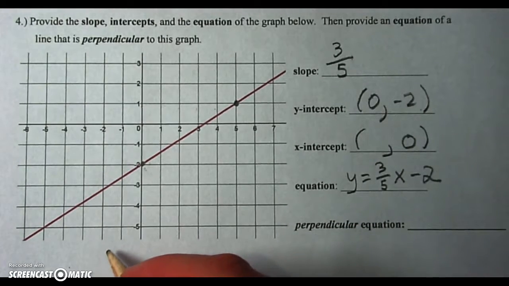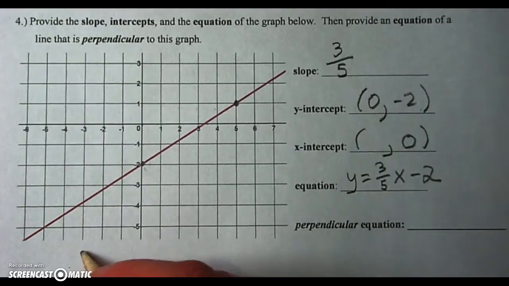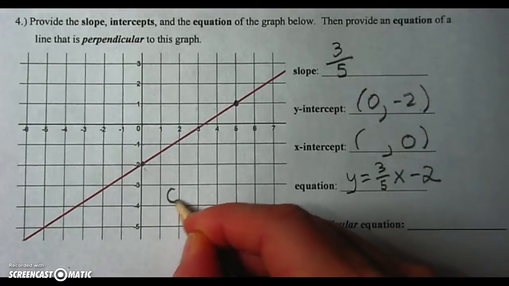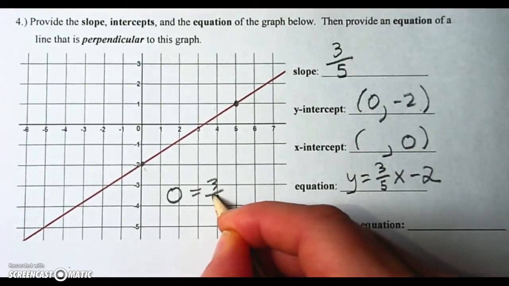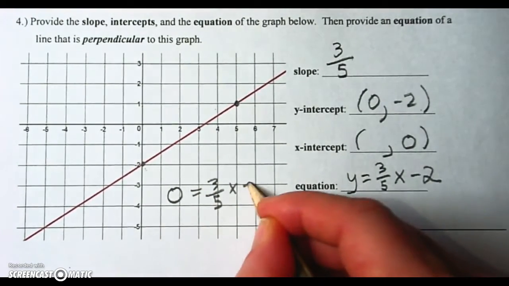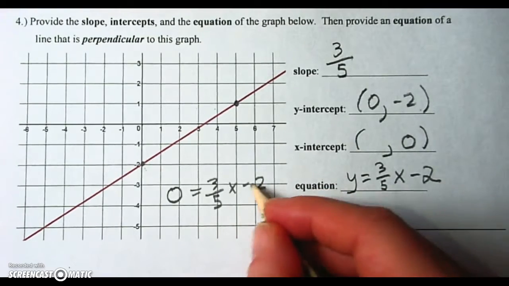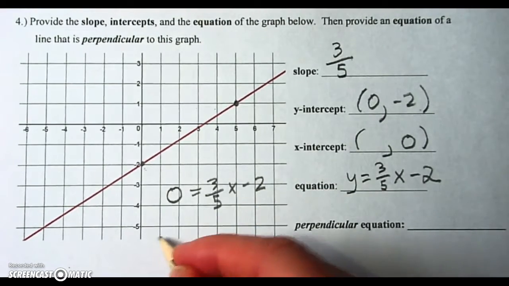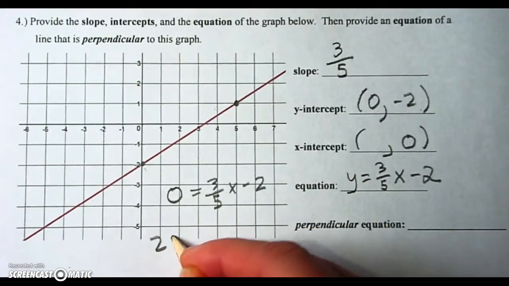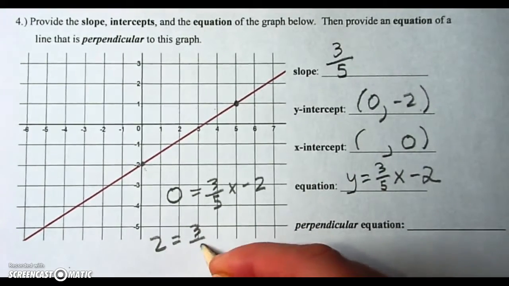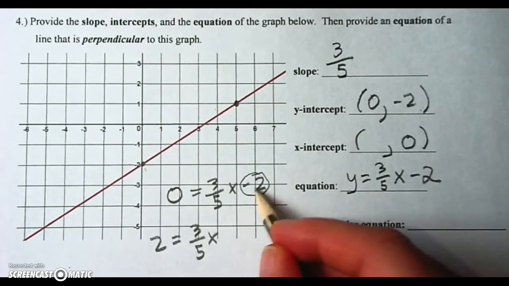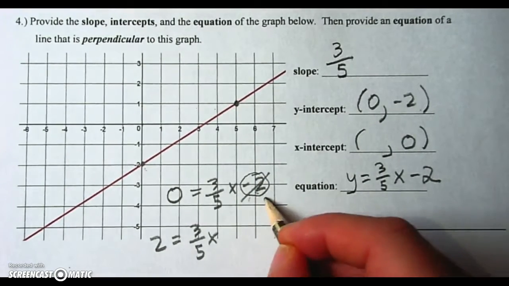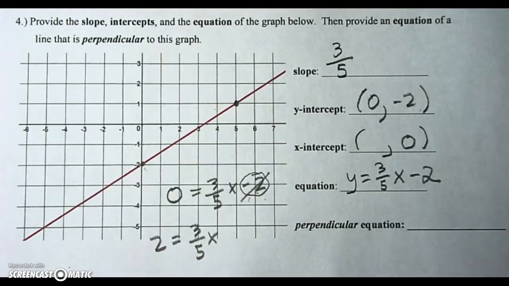We know that at the x-intercept y is 0, so we could set this equal to 0. Do it right here. 0 equals 3/5 x minus 2, and we have to get that x by itself. So if we add 2 to both sides, we end up getting 3/5 x. Why are we adding 2 to both sides? To get this off of that side, right? Okay, we add 2 here, we have to add 2 on that side.